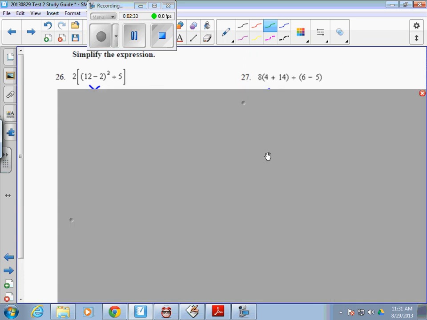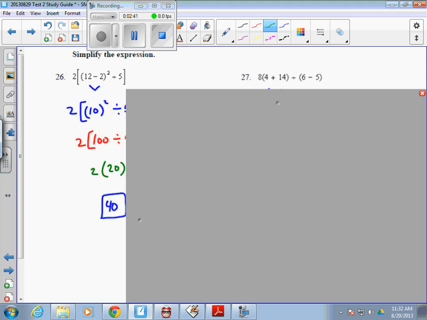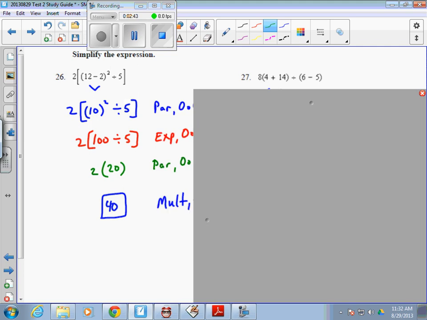Then we're simplifying the next set of problems. Number 26 says 2 times 12 minus 2 squared divided by 5. The first thing you need to do is 12 minus 2. 12 minus 2 gives you the number 10. Now you have 2 times 10 squared divided by 5. That was doing parentheses first, order of operations.